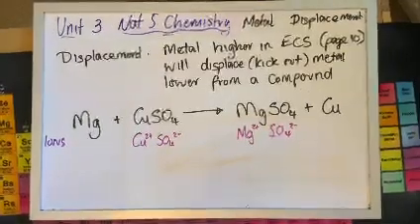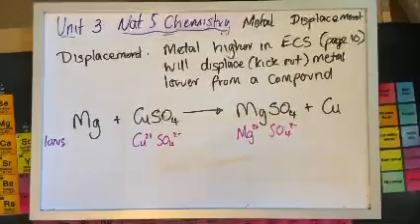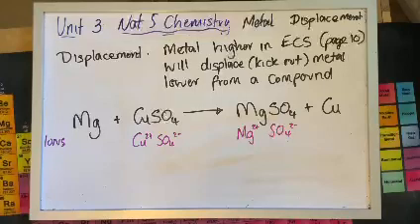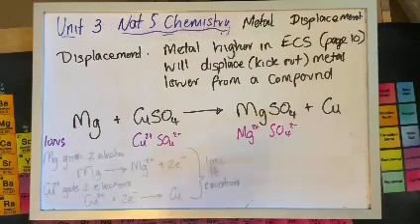Remember, when an ionic solution is dissolved in a liquid, it separates and floats around as ions. So the copper is not floating around as copper sulfate, but as copper 2+ ions, and the sulfate is sulfate 2- ions. And what happens is there's a change between the copper and the magnesium.